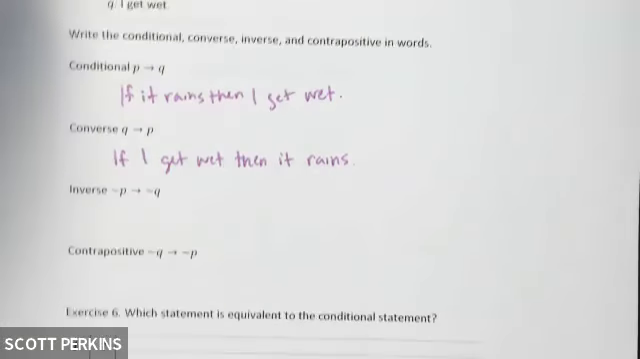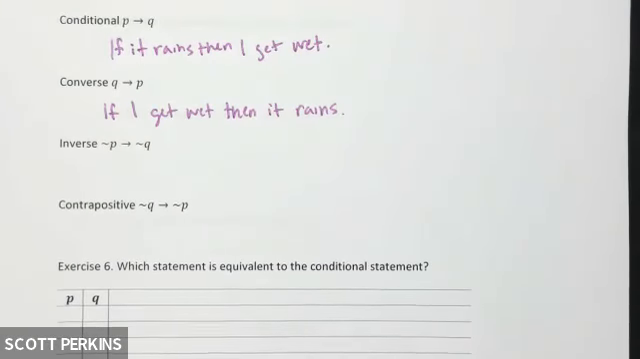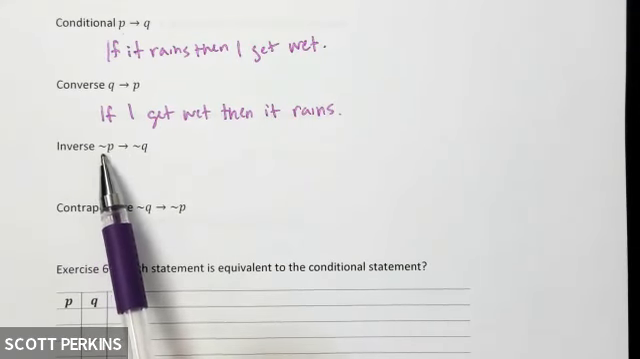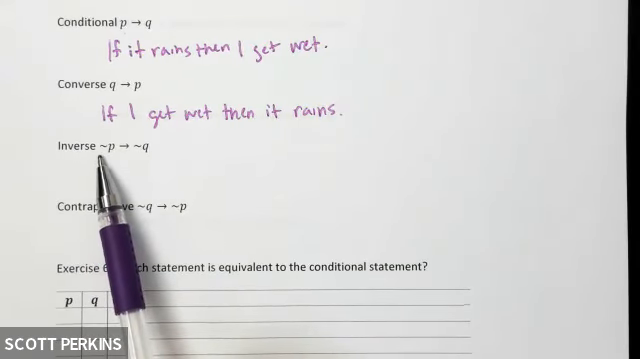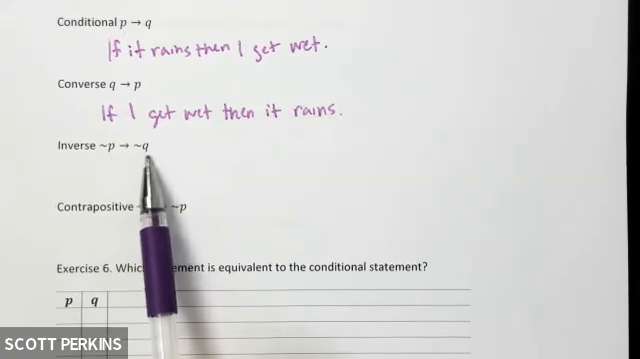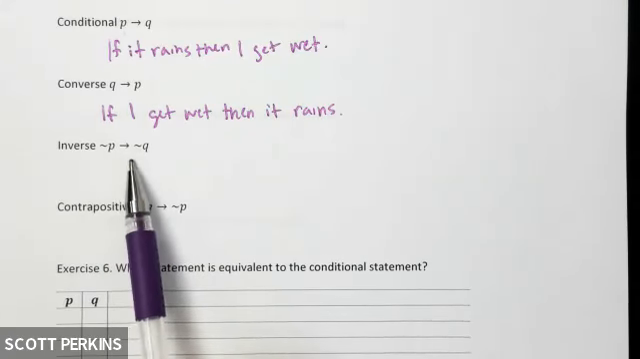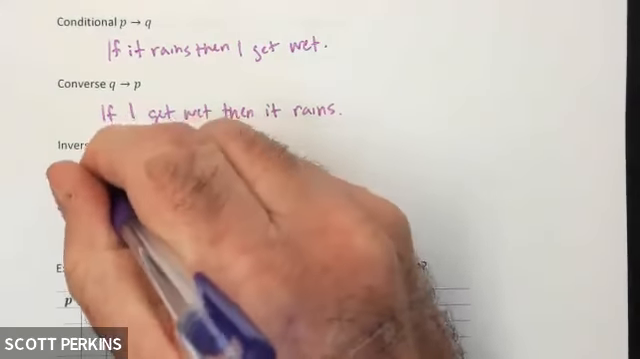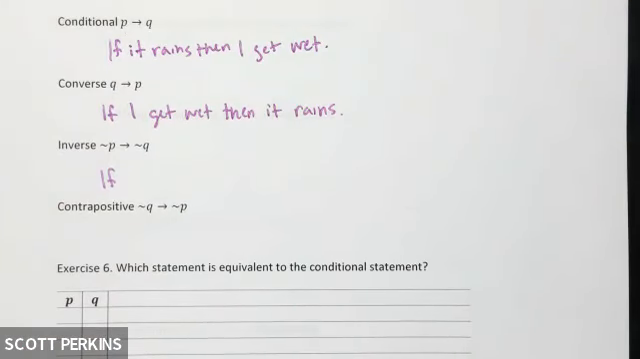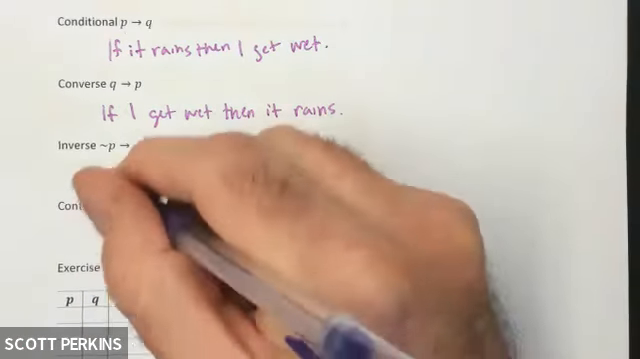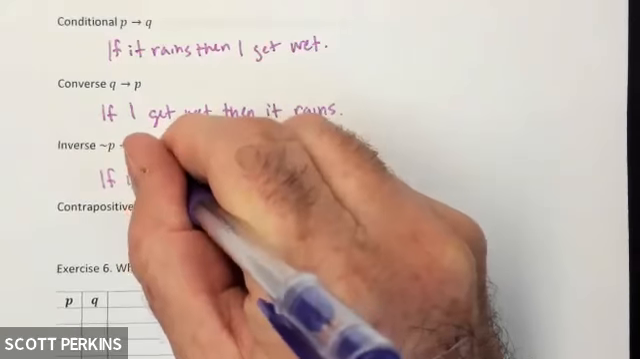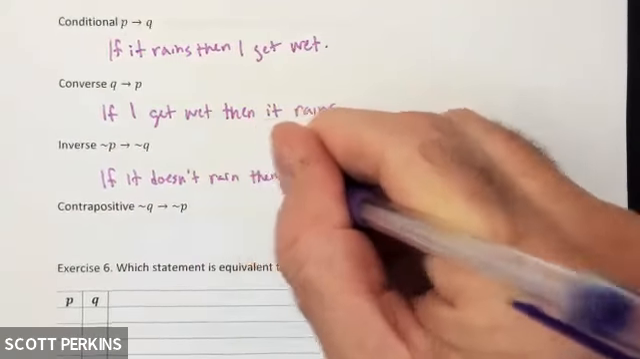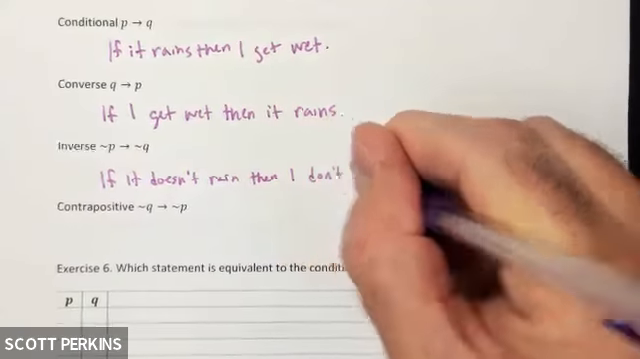Then the next statement that's related to our conditional statement is called the inverse. Notice the inverse: instead of changing the order, I've changed the negation. So I still have P then Q in that order, like the original conditional statement, but now I've negated them both. So what would I say for this one in words? If it doesn't rain, then I don't get wet. Great job.